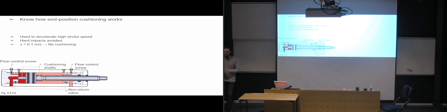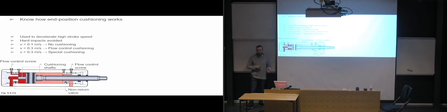And this depends a bit on the velocity of your cylinder. So if it's less than 0.1 meters per second, you don't really need any cushioning. If it's less than 0.3 meters per second, you want this sort of flow control cushioning on it. And if it's more than 0.3 meters per second, then you would want some special equipment in there in order to help with the cushioning. So the book doesn't really go into talking about what the special equipment is, but it's just nice for you to know that there is actually a limit where you need to think about special measures.